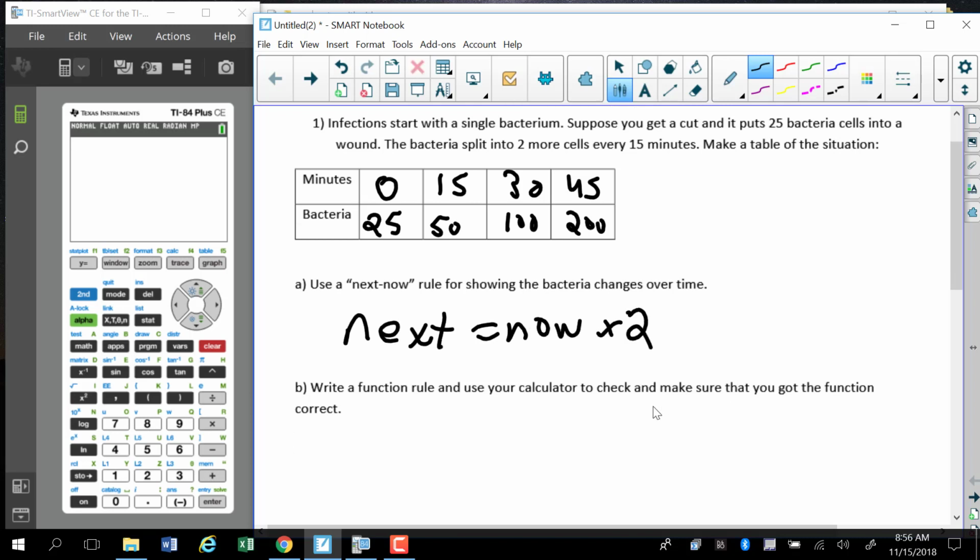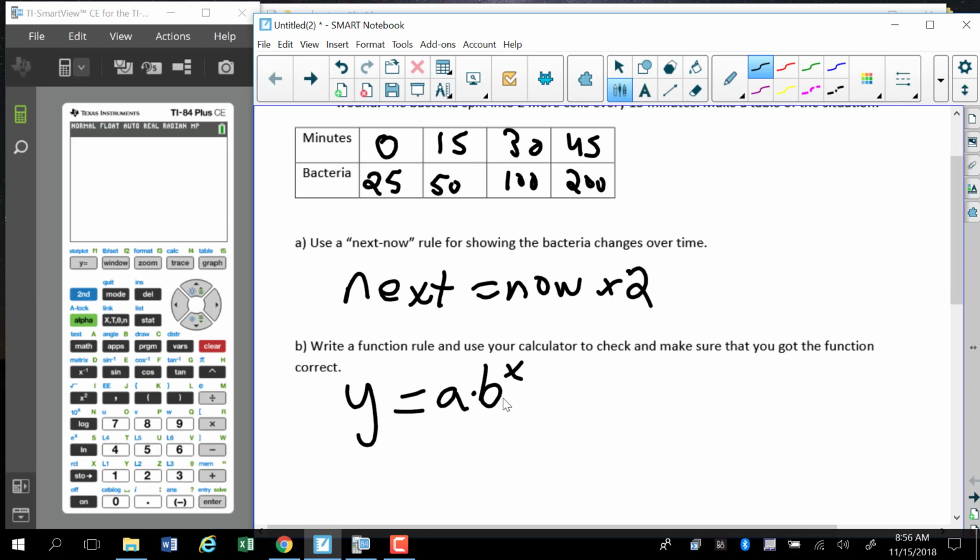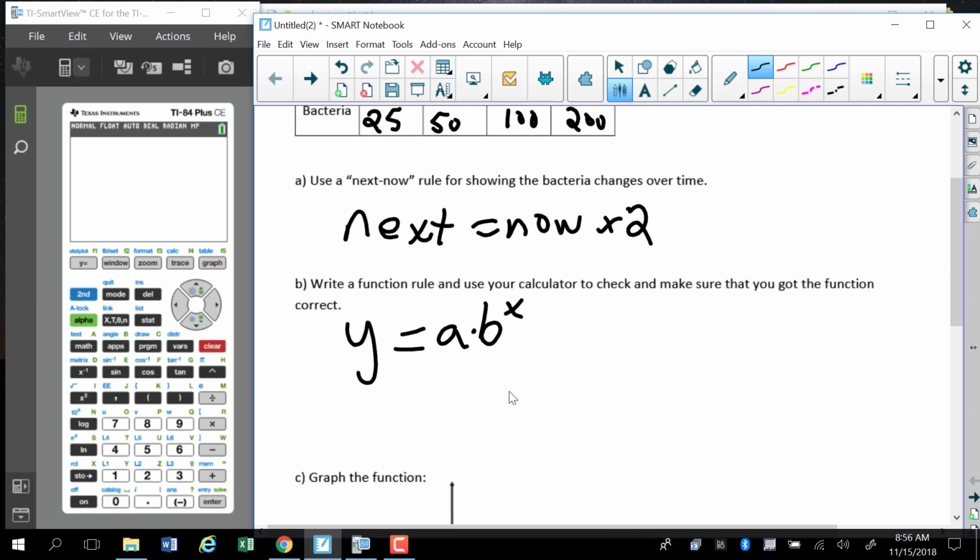Where the function rule changes a little bit, or where we're going to need it, is we're going to use this basic form, a times b to the x. This is our exponential form. We're going to use this throughout the entire unit. And what we're looking at is this. The a is the starting amount. So in this case, it's going to be 25. And then the b to the x is really our next now rule. How much is this changing? Well, it's changing by 2 to the x.